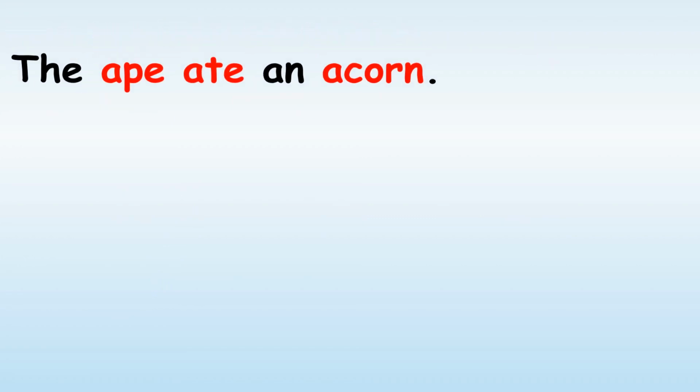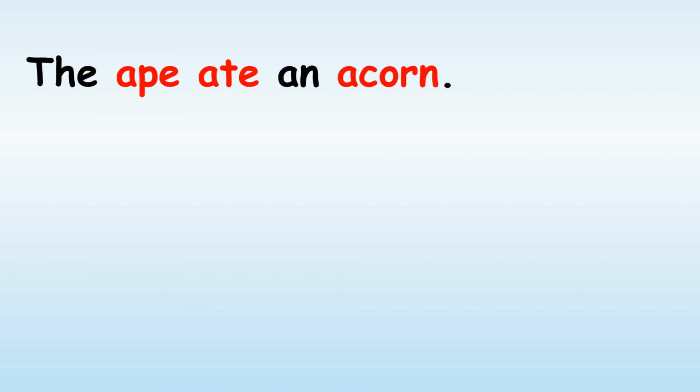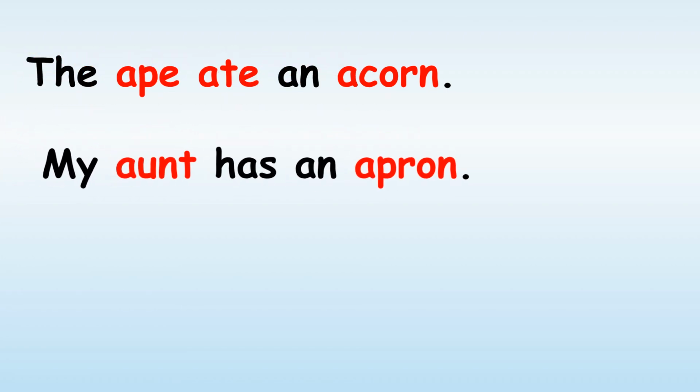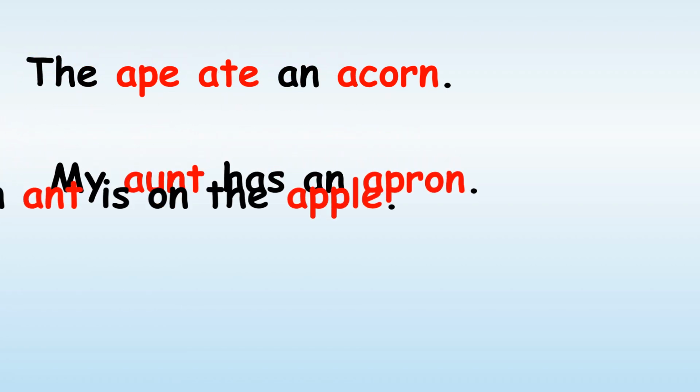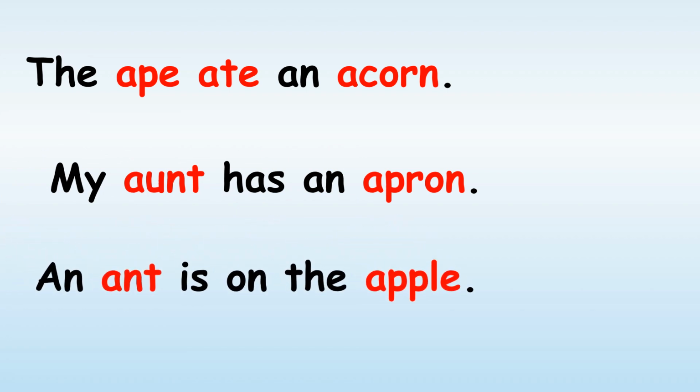So here I have some sentences. The ape ate an acorn. My aunt has an apron. An ant is on the apple. So we have ape. The vowel A says its name here. So we hear A, right? So that is the long sound. We have ate. You are hearing the vowel saying its name. And then we have acorn. The ape ate an acorn. The long vowel sound makes the vowel say its name.